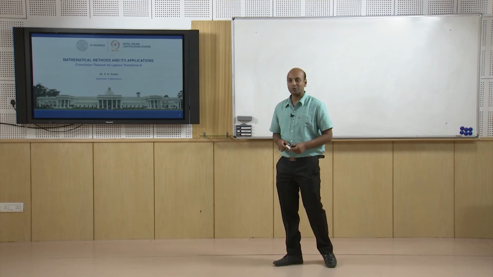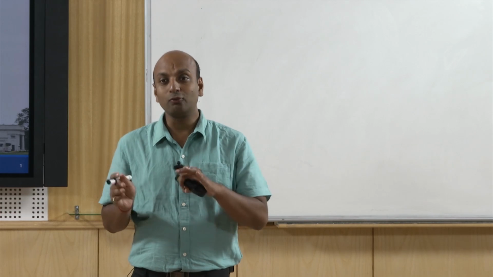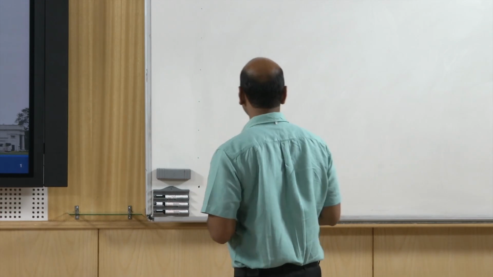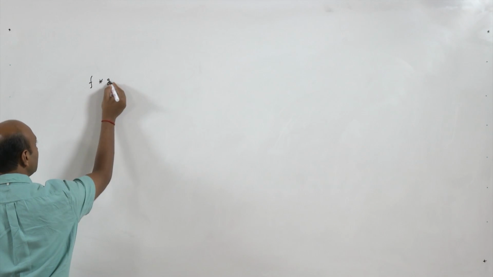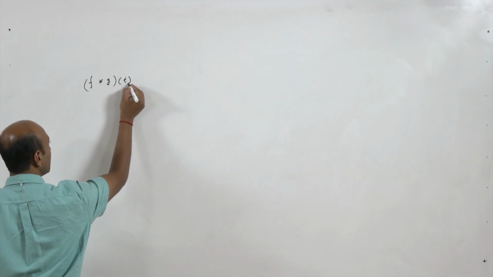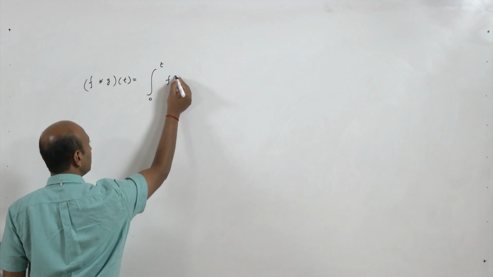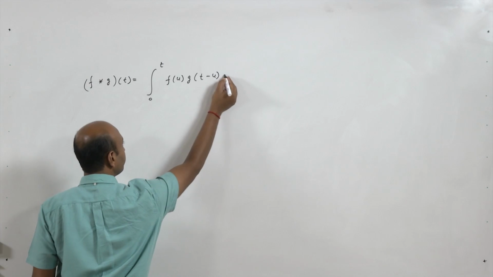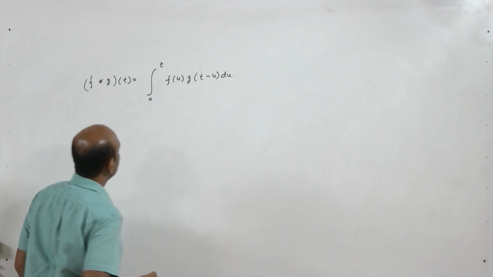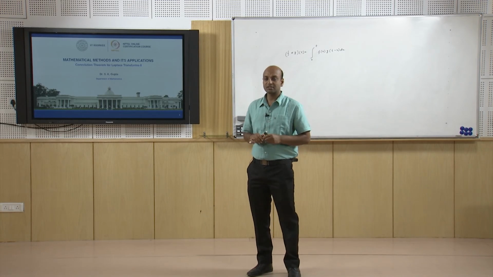In the last lecture we were discussing the convolution theorem, I mean the convolution function, what we mean by convolution of two functions. I told you that convolution of f and g is nothing but the integral from 0 to t of f(u) g(t minus u) du. This is how we can define convolution of two functions.